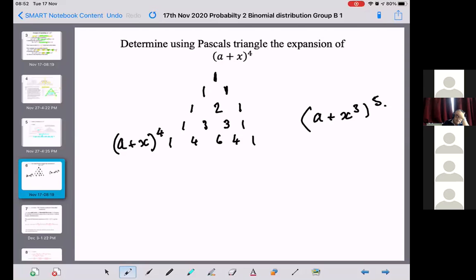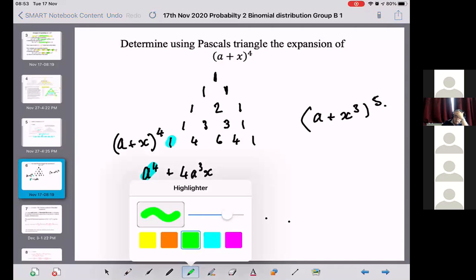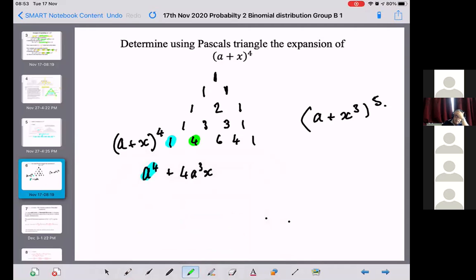Because what we're looking to do is take each of those coefficients and say it's 1 times a to the 4, no x term because x is to the 0 on the other side, plus 4 a to the 3 x. So they come from that one, that one gives us that one. Yeah. Can you carry that on now?